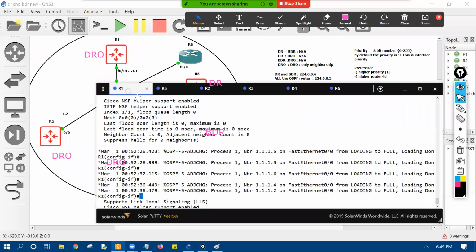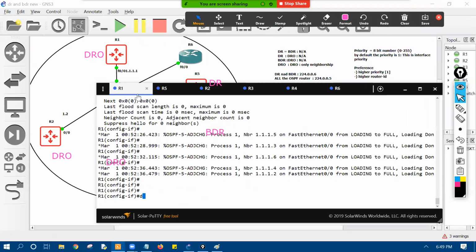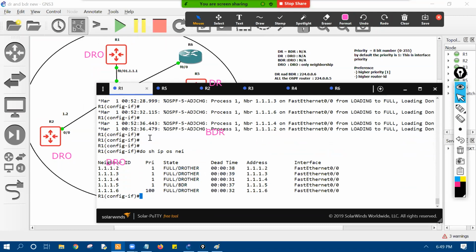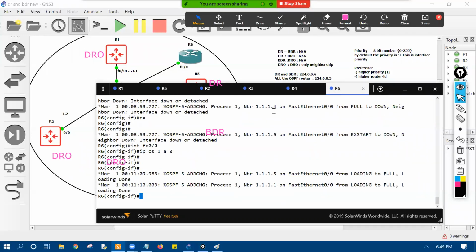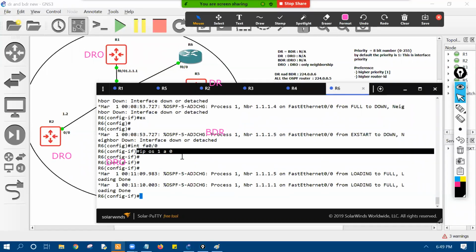If you go on R1 right now, do show IP OSPF neighbor. Of course, I'm the DR, so I don't have my own information, right? Who is the BDR? How did 1.5 become the BDR? Possibly not. How did this become the DR? Did this one come late?